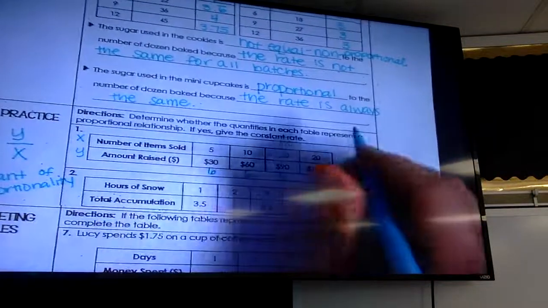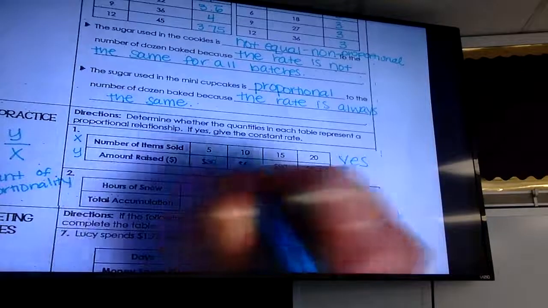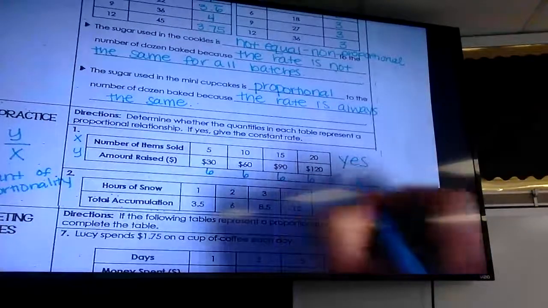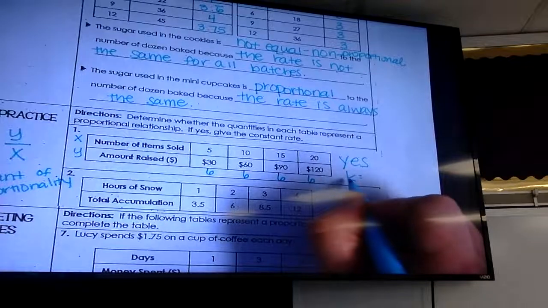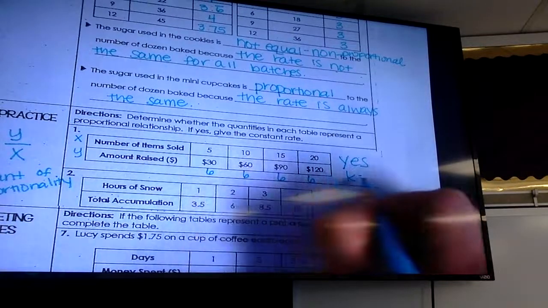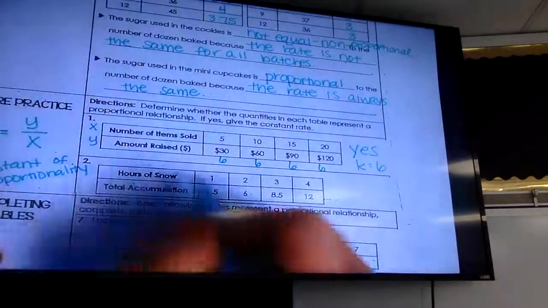So I can say that this is proportional. So I'm going to say yes. And then it says, if yes, give the constant rate. So let's get used to writing K equals, okay, our constant of proportionality, our Y divided by our X is 6. So I'm going to say K equals 6. Okay, let's try it again.